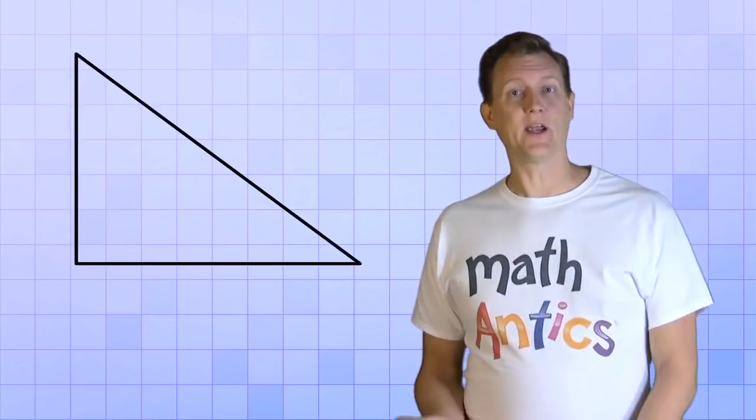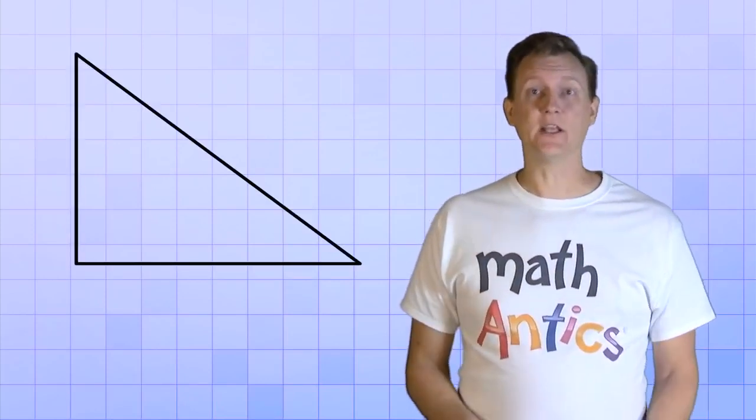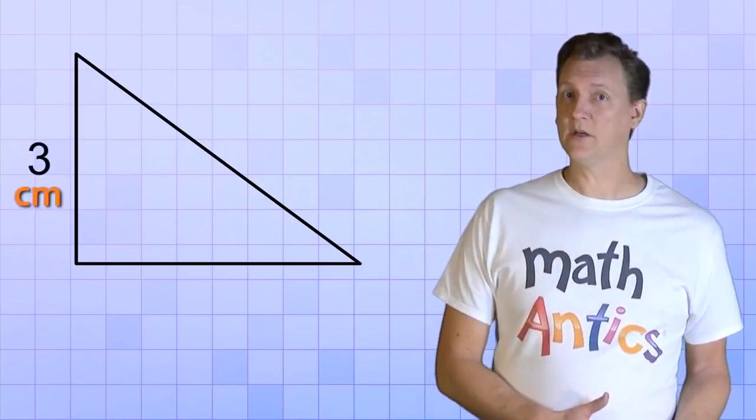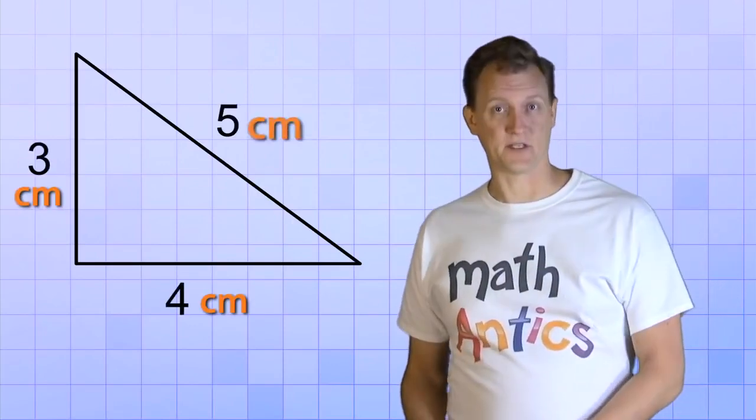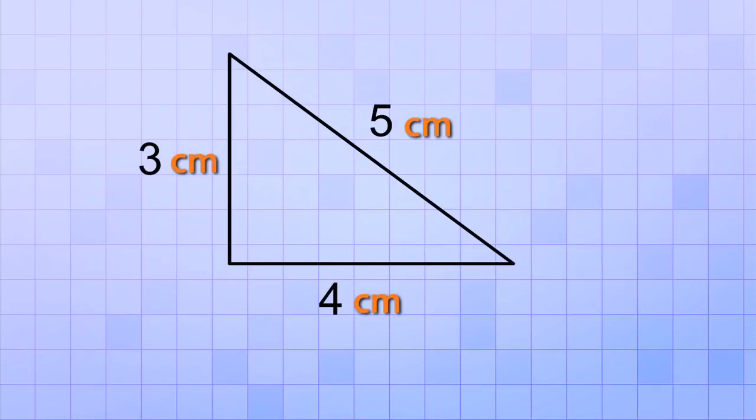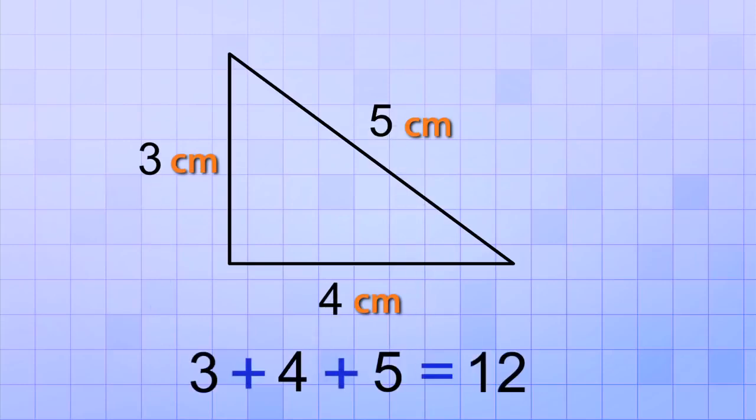The first polygon we'll try is a triangle. This triangle has 3 sides that are each a different length: 3 centimeters, 4 centimeters, and 5 centimeters. Now, to find the perimeter of the triangle, all we have to do is add up the lengths of those 3 sides. 3 plus 4 plus 5 equals 12. But don't forget, it's not just 12, it's 12 centimeters. Always remember to also put down the units of the perimeter.